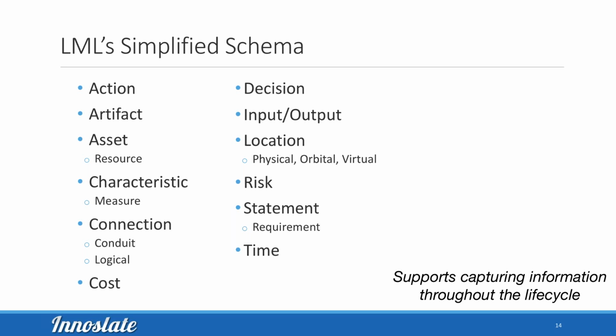Characteristics and measures, that's where you can capture your metrics. Connection is your physical connections like conduits, or your logical connections between things too. You can create logical relationships between things, logical connections between things. Cost, of course, is an explicit variable in this. Decisions as well. So you're getting some more of the programmatic kinds of information. Input-outputs are part of the functional model as well as the physical model. And of course, location, physical, orbital, and virtual.